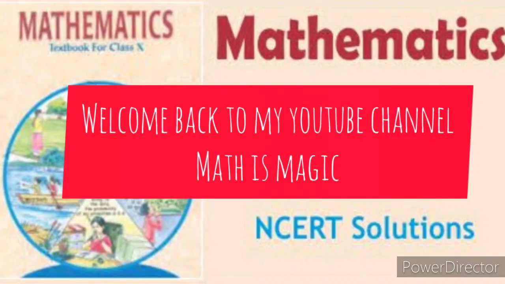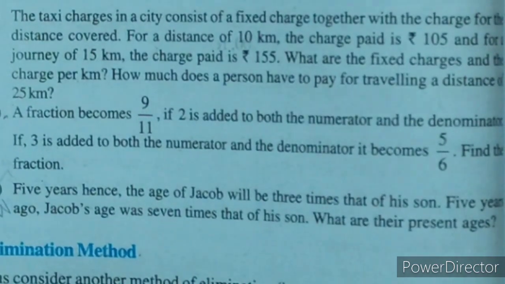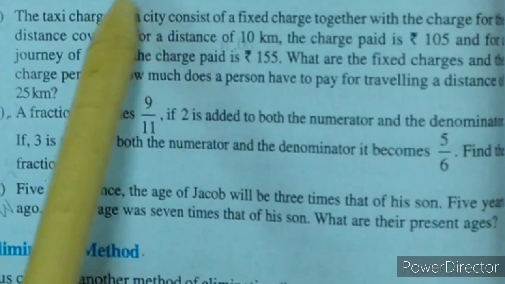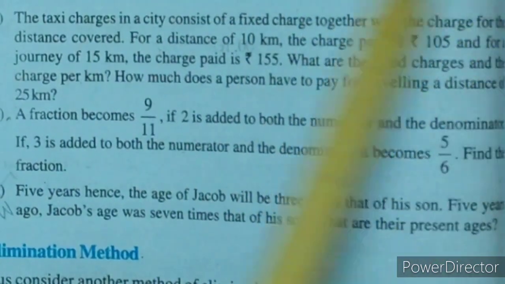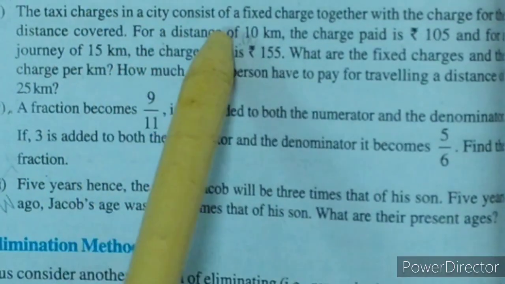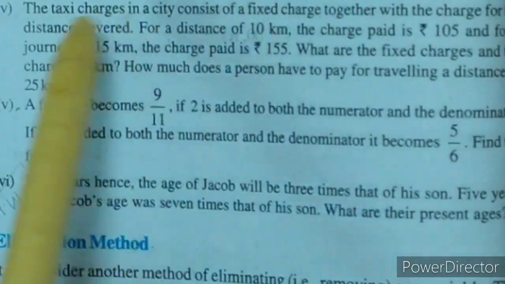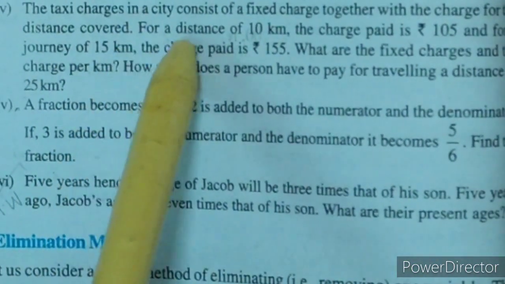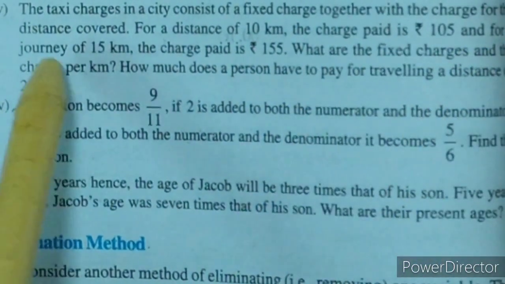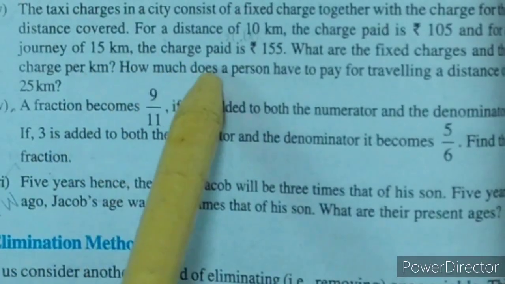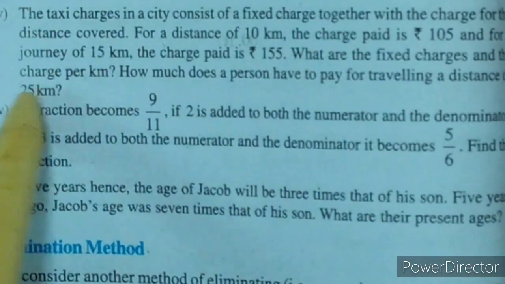So let's get started. Now the fourth subdivision is: the taxi charges in a city consist of a fixed charge together with the charge for the distance covered. For a distance of 10 km, the charge paid is rupees 105, and for a journey of 15 km, the charge paid is rupees 155. What are the fixed charges and the charge per kilometer? How much does a person have to pay for traveling a distance of 25 km?